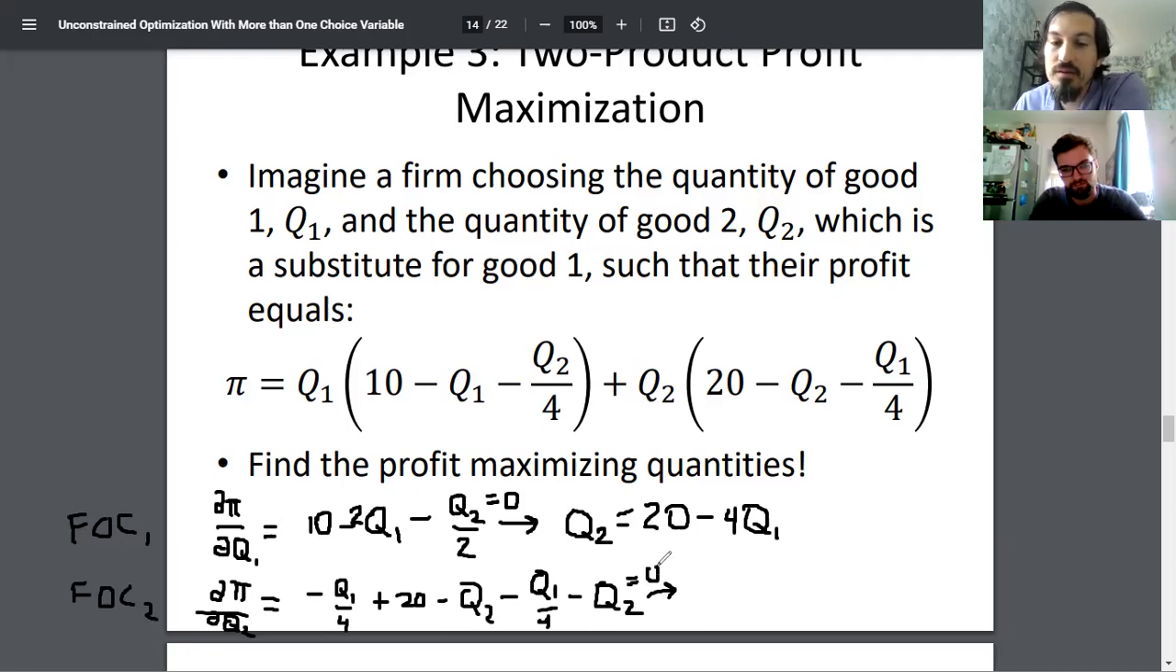I forgot the equal 0. I just told you not to forget the equal 0, but I forgot the equal 0. Okay, let's call 20 minus Q2. I'm sorry, it's 2Q2, isn't it? 20 minus 2Q2 equals a negative Q1 over 4. Negative Q1 over 4 becomes negative Q1 over 2. Move to the other side, it becomes Q1 over 2. I didn't need to move it to the other side, but I did.